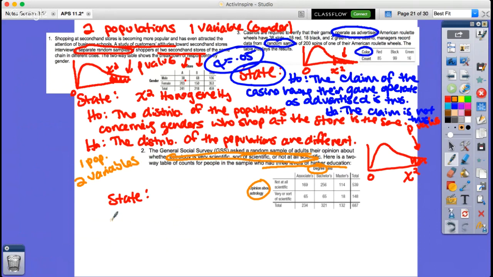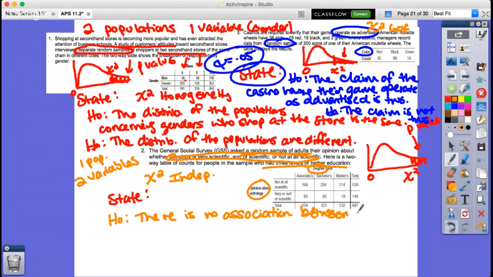So what we would say is, for our null, again, we have the picture, make sure of. And by the way, this would be chi-square up here, chi-square GOF. I don't know if I put that there. And this is chi-square independence. Okay? So we would say that there is no association. We always have to say no association between one's opinion, trying to see random sample of adults. So we're good. One's opinion on astrology compared to the degree they hold.